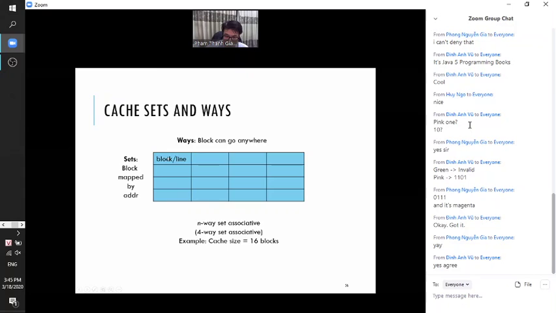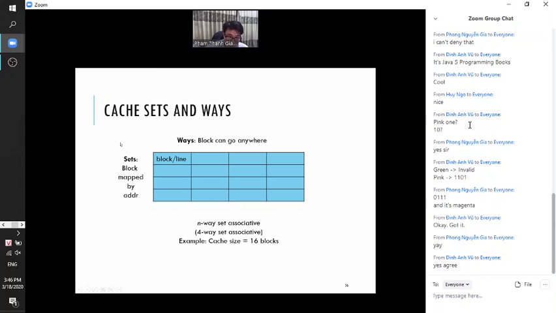Example, in this figure, we have 4 blocks in a line, so it is considered 4-way set associative. In this figure, the cache size is 16 blocks, with 4 lines and 4 columns, right? We have 16 blocks. With the 4 columns, we have 4 ways to set the associative. It is called 4-way set associative.